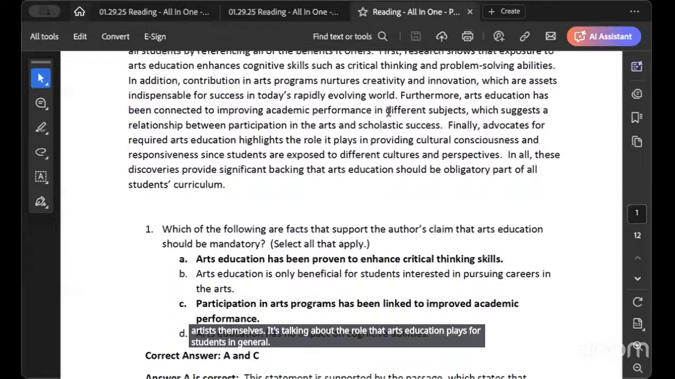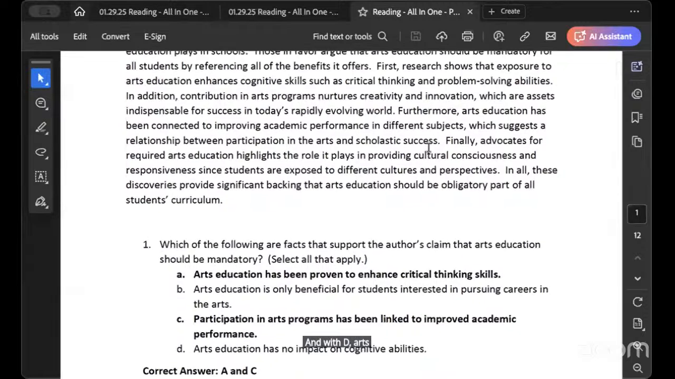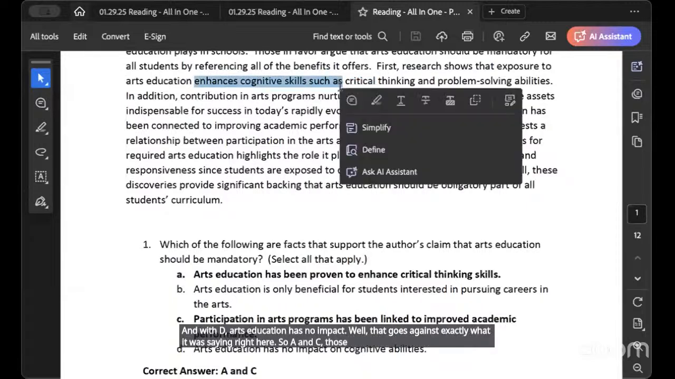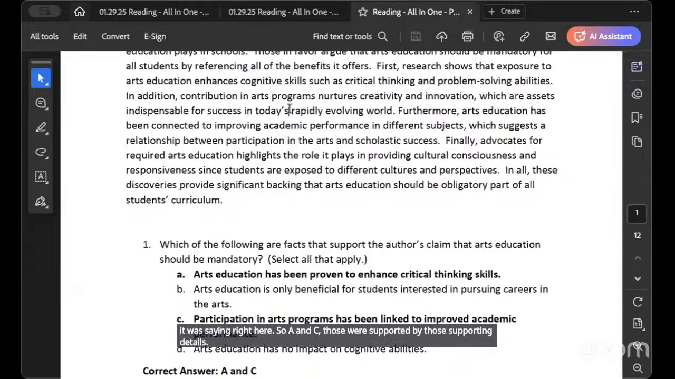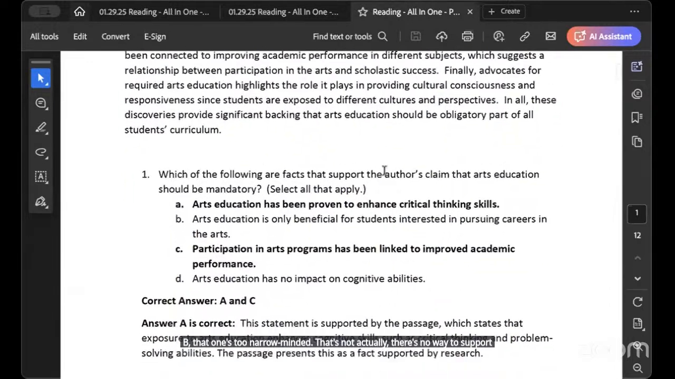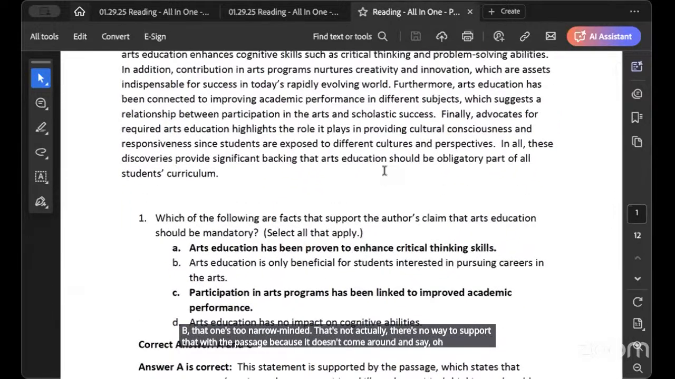And with D, arts education has no impact, that goes against exactly what the passage was saying right here. So A and C were supported by those supporting details. B is too narrow-minded. There's no way to support that with the passage because it doesn't say it's only for people who are going to be singers or painters or whatever.